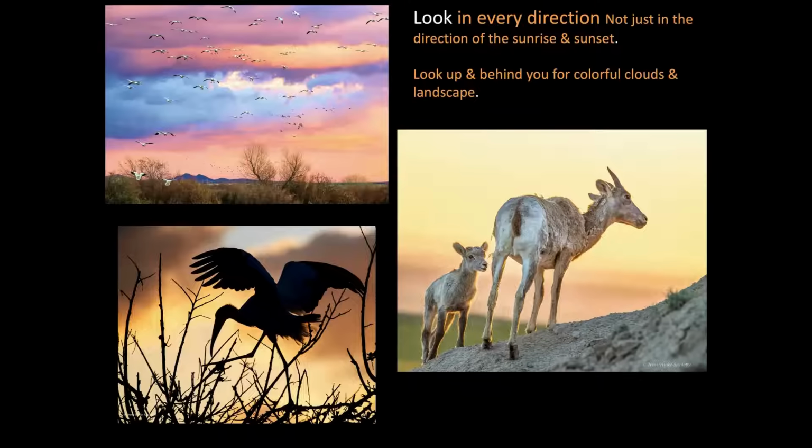If you look at the picture in the upper left, we've got some beautiful clouds with snow geese. If you look at the lower picture, we've got a wood stork who's walking on vegetation. And instead of facing the direction of the sunset, I'm facing the direction where you have some colorful clouds. And then in the case of the bighorn sheep, we have a setting sun and we have some nice color in the sky just before it's ready to set.